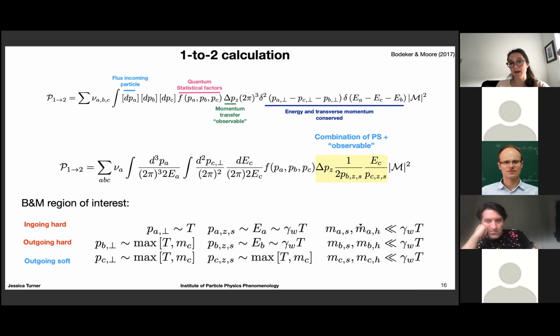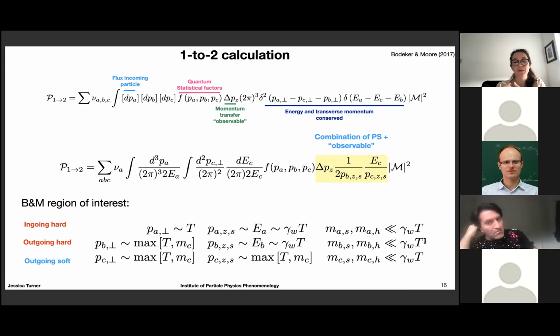In this regime, the masses are small relative to the energy of the particle. The mass of particle A would be its thermal mass. In terms of the outgoing particle, we have a hard particle, particle B. Its longitudinal momentum is close to its energy in this regime, and its mass again is small compared with the energy.